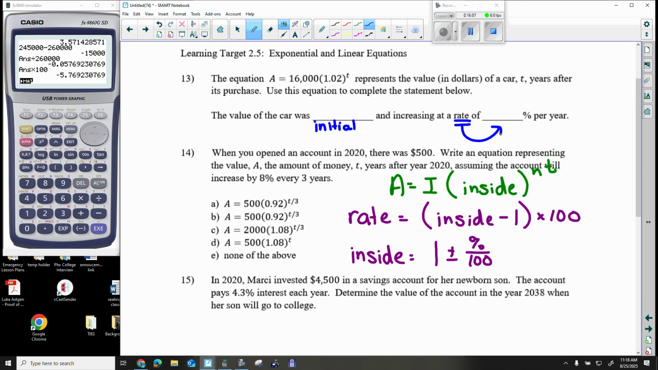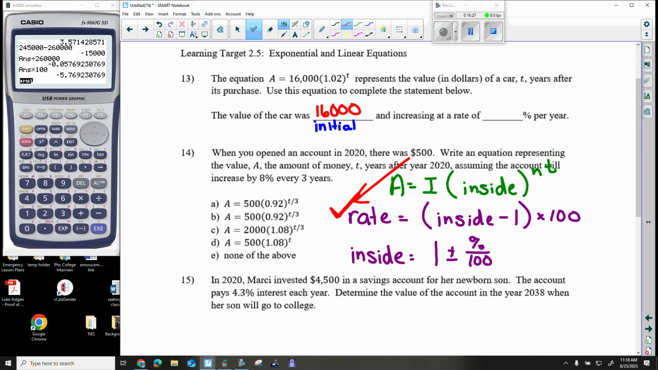So the initial value is that outside number, and that's obviously 16,000. Okay, now the rate. What I'm going to do is use the rate equation. That's why I'm telling you these things. So for the rate equation, I'm going to follow the formula that we have written.